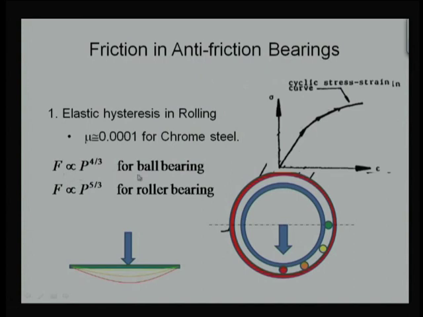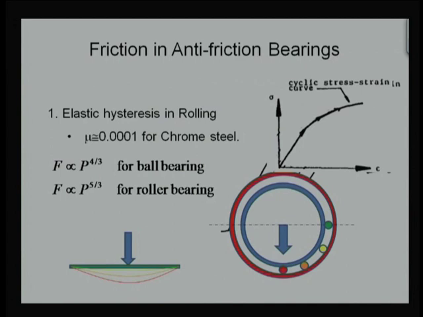And for a ball bearing, this power is 4/3. For a roller bearing, there is a larger length and the deflection will be a slightly more non-linear curve, and we will get P to a slightly higher power. However, this is more on the research side, and we should investigate whenever we record accurate results.